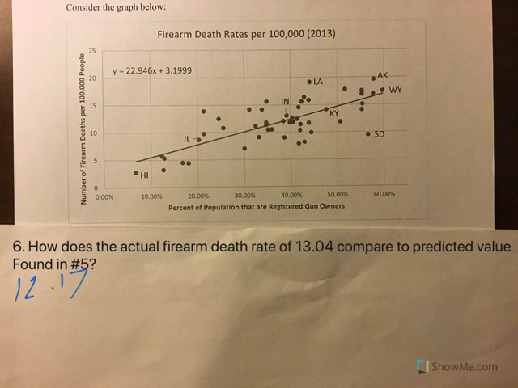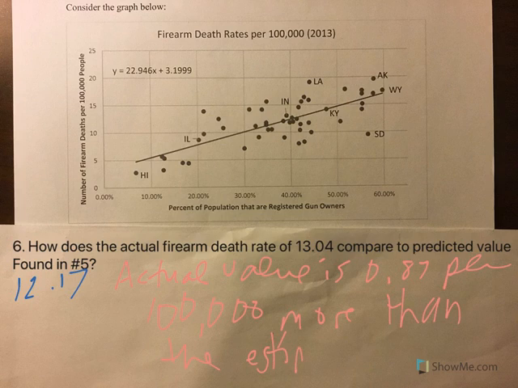Well, let me change colors because I want to. We would say the actual value is 0.87 per 100,000 more than the estimated. And there you go, because the actual is higher. We got the 0.87 by subtracting the 2. And I believe, yep, that's it.